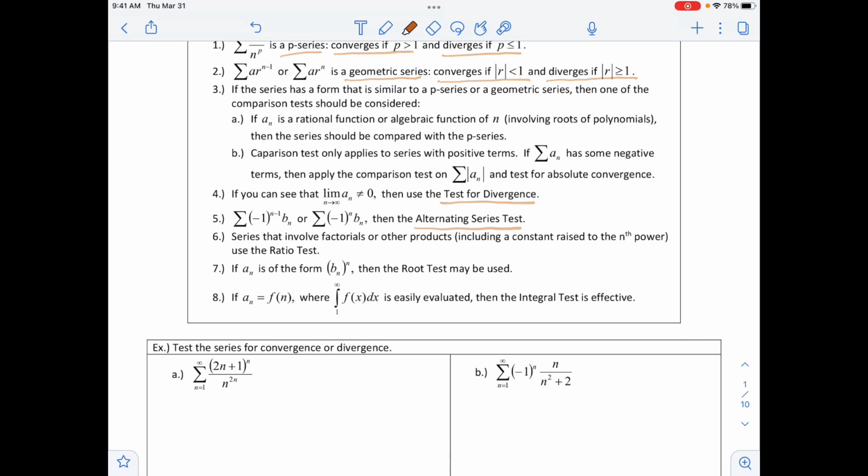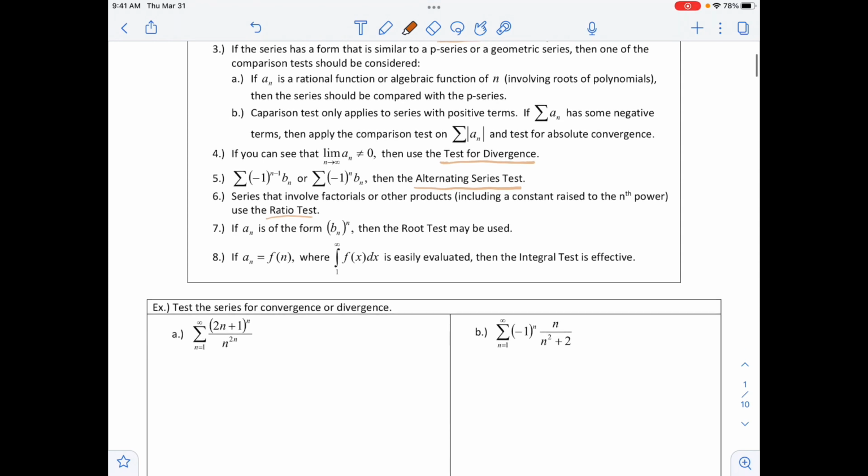6 says for a series that involves factorials or other products, including constants raised to the nth power, use the ratio test. And if a sub n is of the form b sub n to the nth power, then use the root test, since it's raised to that nth power. And the last one says if a sub n equals f of n, where the integral from 1 to infinity of f of x dx is easily evaluated, then the integral test is effective.